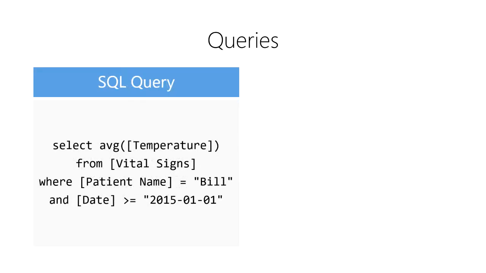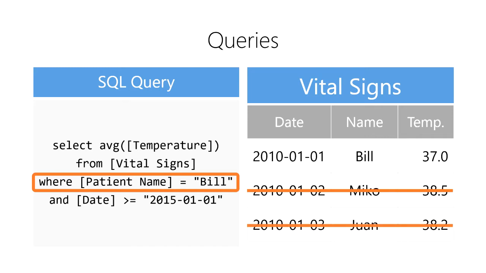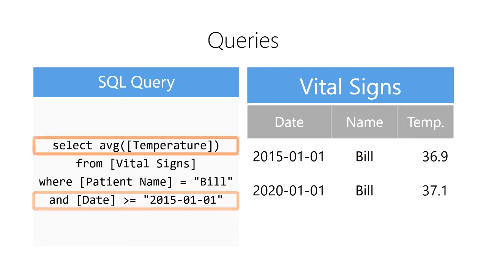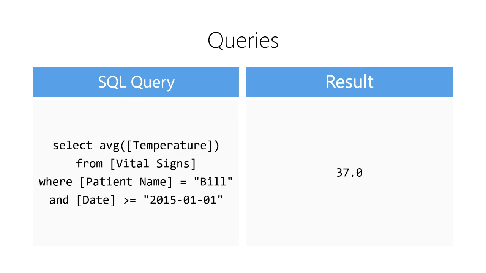When we execute this query, first, the database will scan all of the records in the vital signs table. Next, it will filter out anyone who is not our patient named Bill. Then, it will filter out any row that is older than January 1st, 2015. Next, it will select just the temperature column from the vital signs table. Finally, it will compute the average of the remaining temperature values. The computer will then return this value as a result.